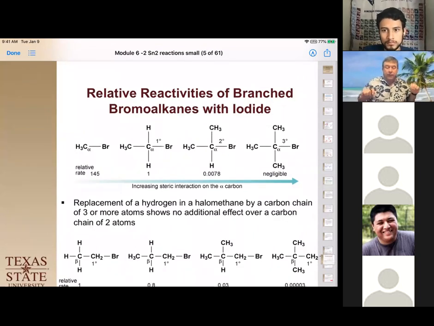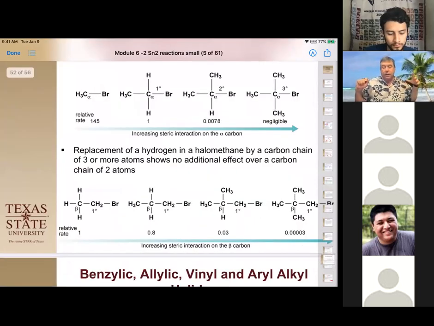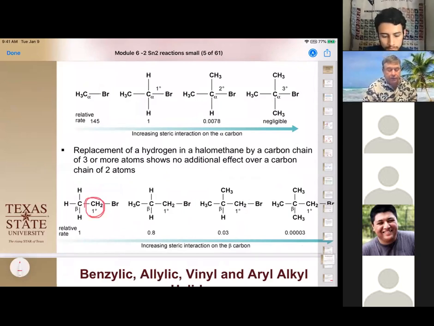So one of the other things that happens here is that we also have to think about sterics not just on the carbon itself, but sterics on the carbon next to it. One of the things we hadn't actually talked about up to now is that we have a primary, we only have one methyl group here. So this is just ethyl bromide here, and we have a relative reaction rate of having our nucleophile come in and attack it of 1.